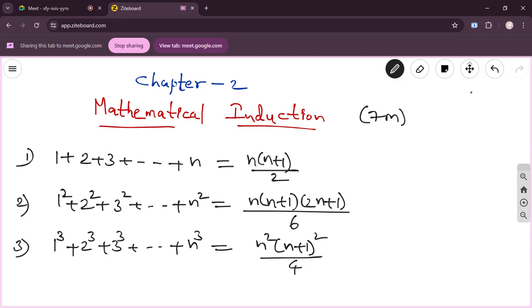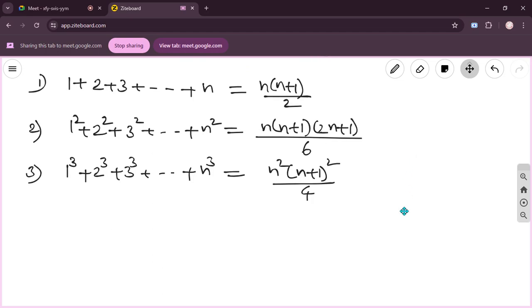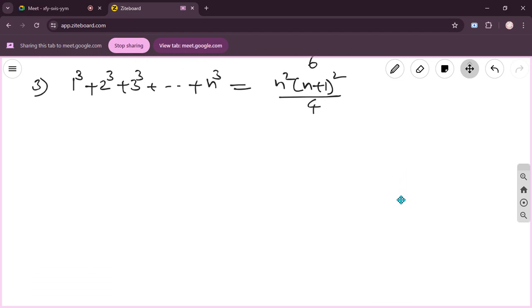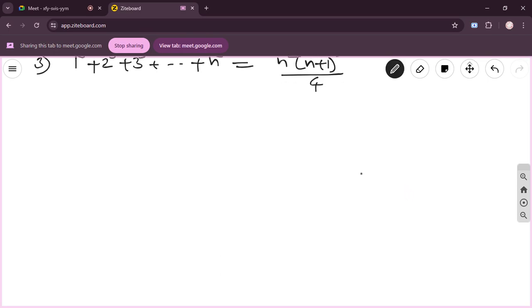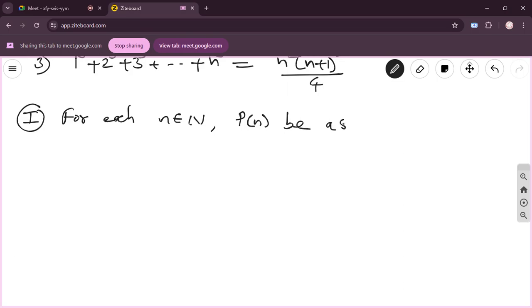In this, the problems are related to mathematical induction, which means we follow three steps. If they have given the statement for each n, here is how to solve the problem. The first step: for each small n belongs to capital N, let P of n be a statement. They have given one statement, so let P of n be a statement. The statement has n terms.